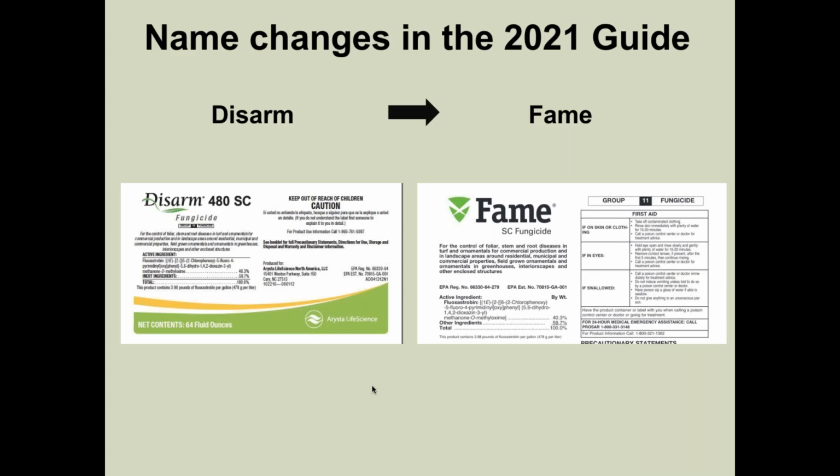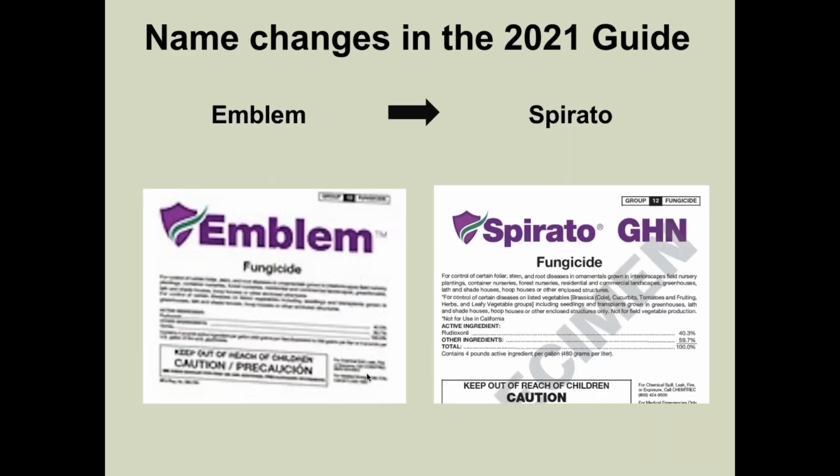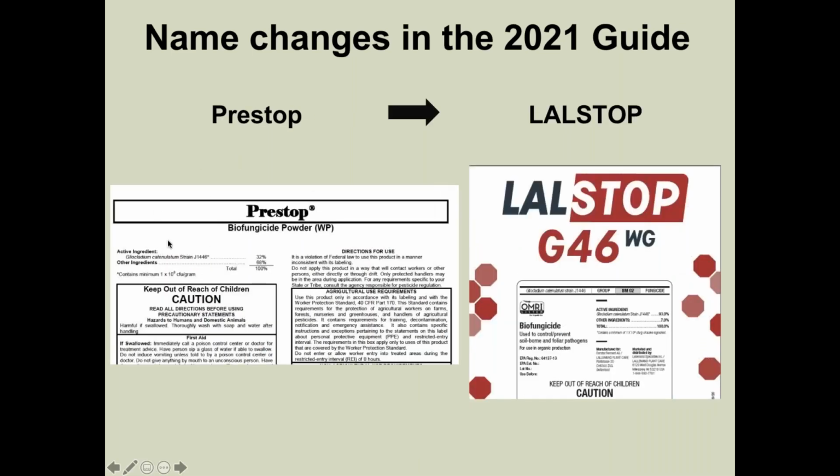There have also been some name changes because of company buyouts, etc. So what you've used in the past possibly as Disarm is now going to be called Fame. Another one is Emblem, which is now Sperato. So Emblem is being discontinued. And then we also have what was known as Pre-Stop. It's a Gliocladium, so another biological organism, now known as Lalstop G46. The company Lallemand Incorporated actually made the Pre-Stop, and then it was sold by somebody else, but they have taken that all back in-house now and are marketing their own products. Mycostop is yet to have the label change on it, but will probably sometime before the end of the year.